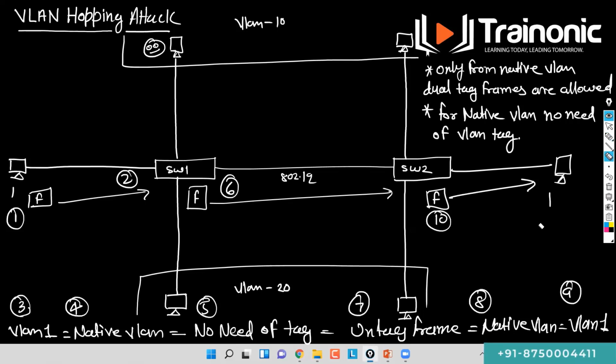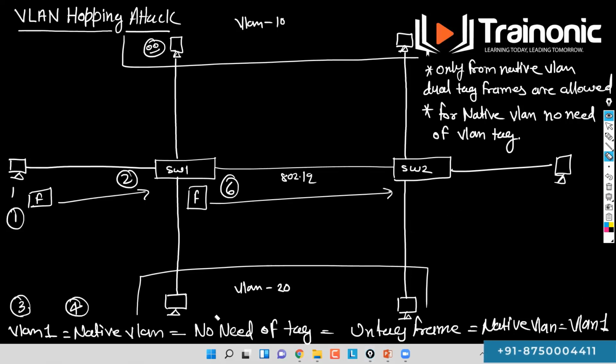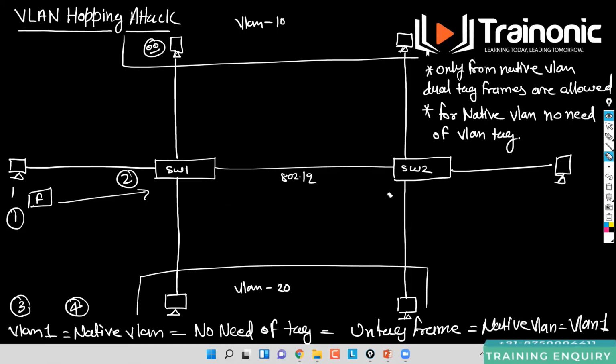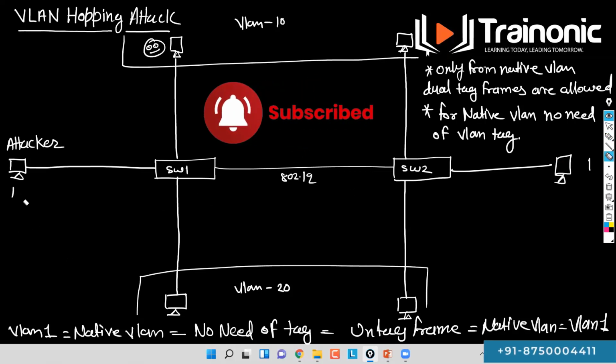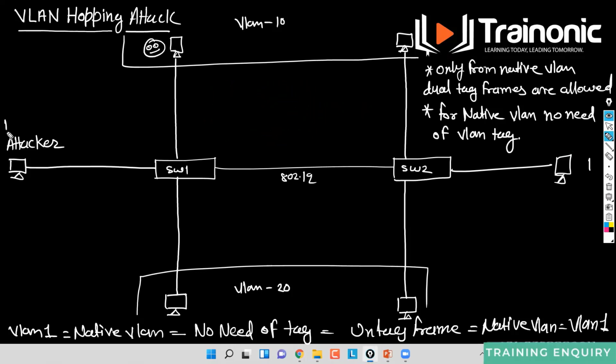This is normal behavior, but assume this user is not a normal user. This is an attacker. We have separated the resources in VLAN 1, VLAN 10 and 20. We don't want this user to be able to access VLAN 10 and 20 resources. That's why we created multiple VLANs here. Now this user belongs to VLAN 1.